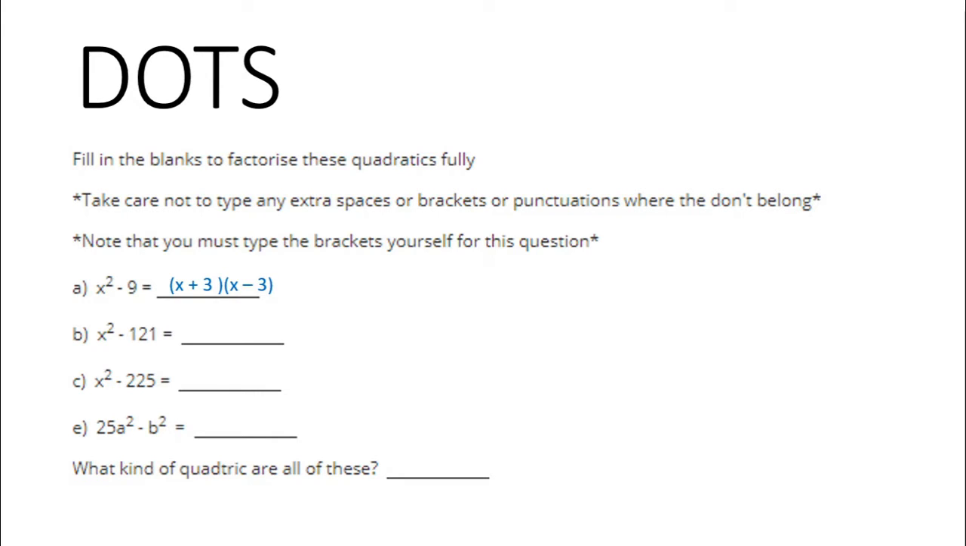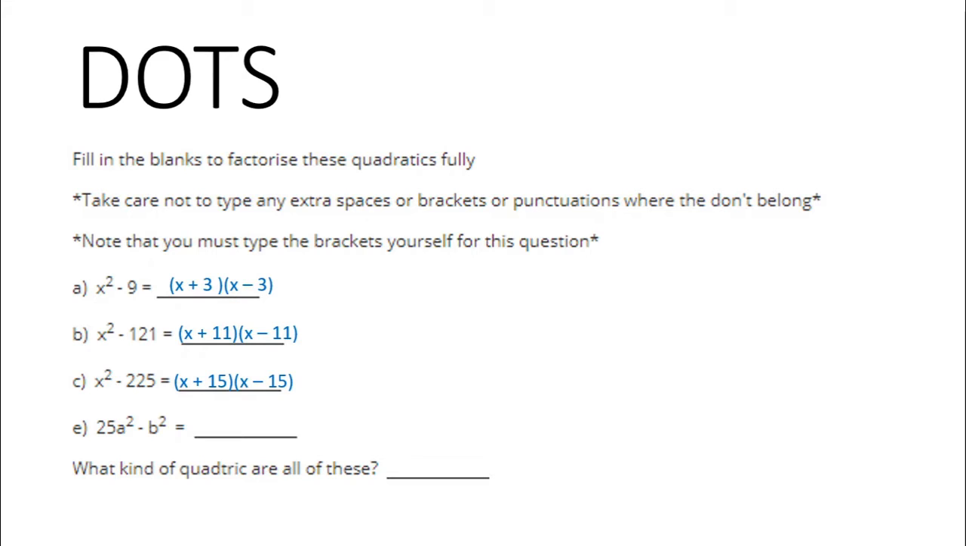The next one is x squared minus 121, and 121 is the same as 11 squared, so that's x plus 11, x minus 11. Question C, x squared minus 225. 225 is a squared term, that's 15 squared, so it's x plus 15, x minus 15.